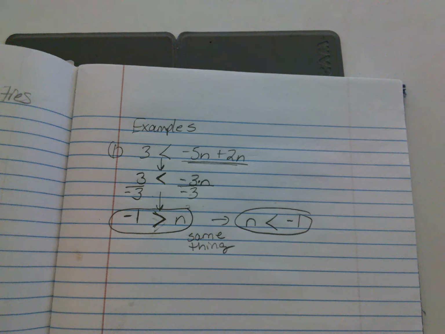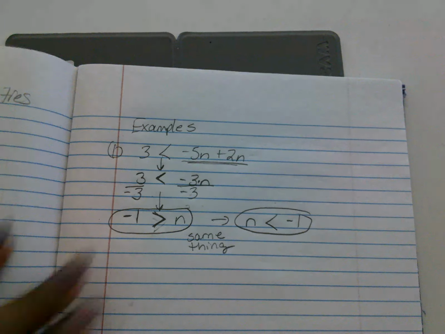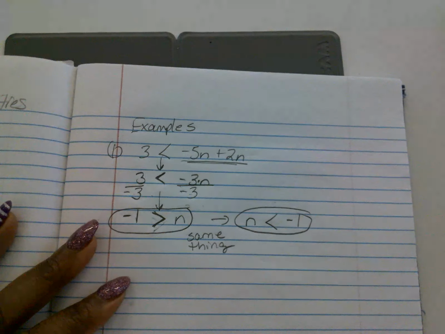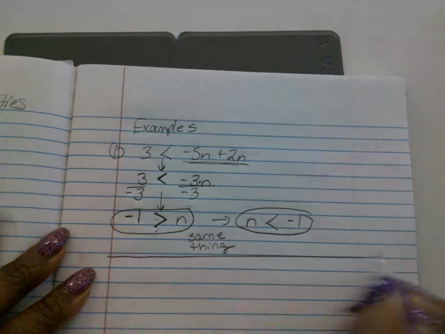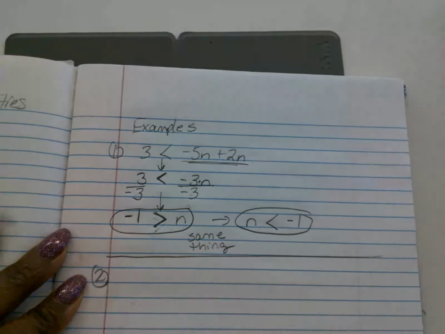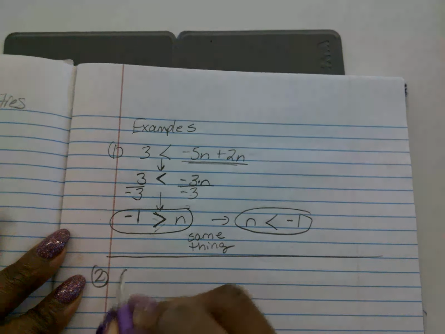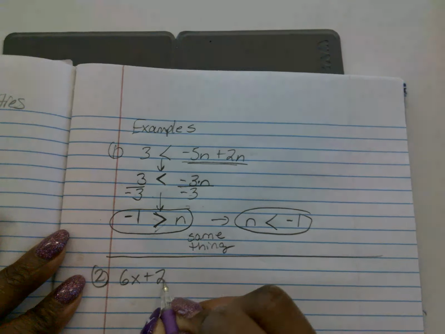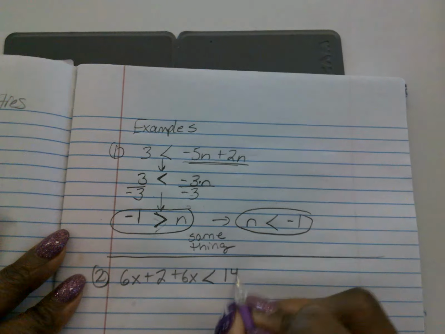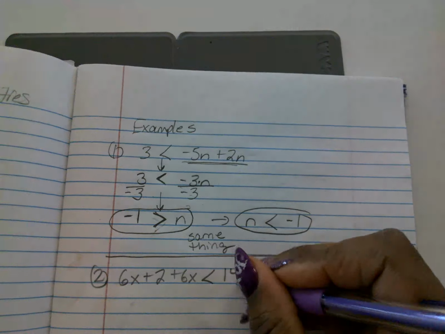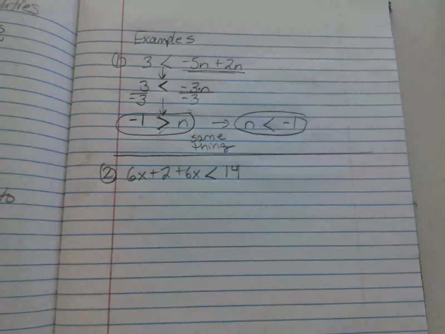I'm going to pause it, and we're going to go to another example. Example 2. Let's try this one. We have 6x plus 2 plus 6x, less than again, 14. There's no distributive property here, so we skip that step.